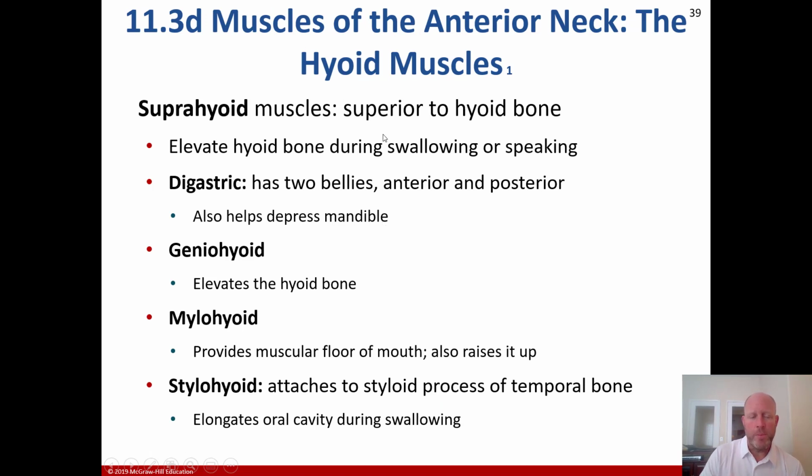For the hyoid muscles, the suprahyoid muscles are superior to the hyoid bone. They elevate the hyoid bone during swallowing or speaking. The digastric has two bellies, anterior and posterior, and also helps depress the mandible. The geniohyoid elevates the hyoid bone. The mylohyoid provides the muscular floor of the mouth and also raises it up. And the stylohyoid attaches to the styloid process of the temporal bone. It elongates the oral cavity during swallowing.